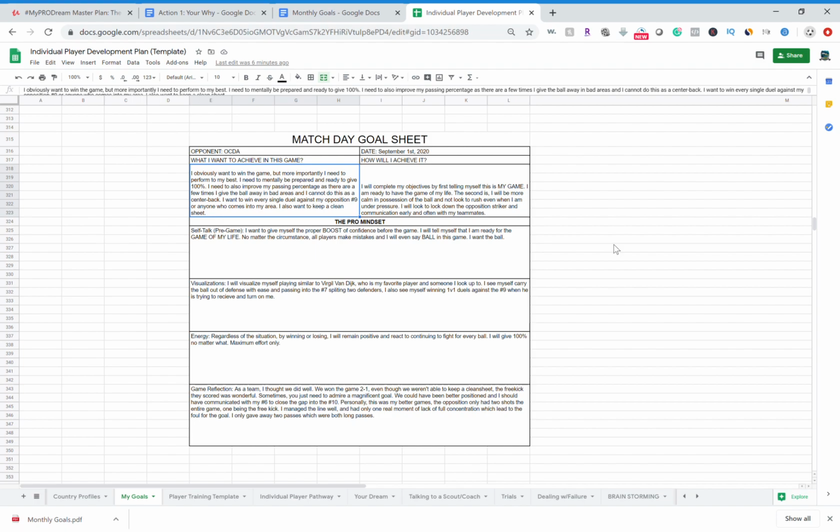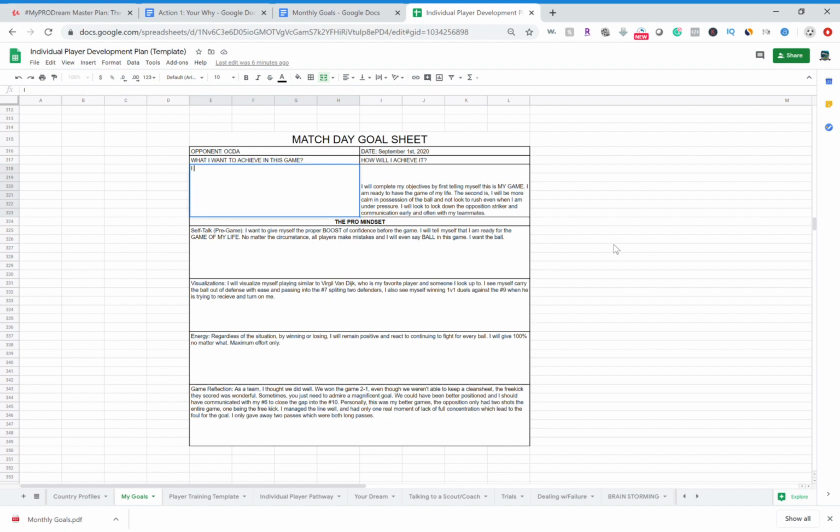I would recommend, especially if you're starting out, bullet pointing it, right? So, for example, you could do it like this. I want to win all my duels against the number 9. I want to keep a clean sheet. I want to have a 90 plus passing percentage, and this would have to be tracked by your parents or your coaching staff. I want to win all my 1v1 tackles, right? And then you're putting down goals, and that way you have this here for you.